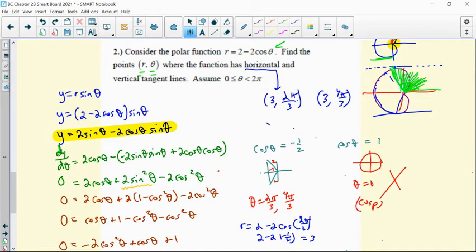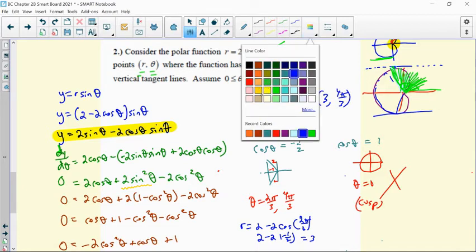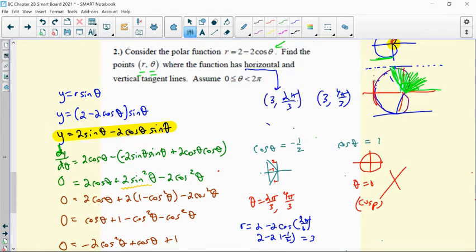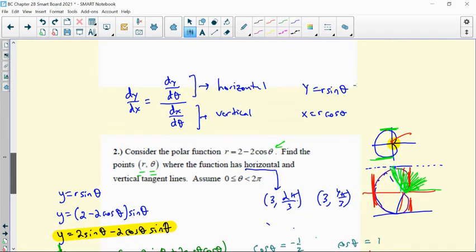Now, vertical tangent lines, it appears there would be 3. Looking at my graph, if I pick maybe this red color, there seems to be one here, one here, and one here. But again, I should be wary, the cusp might come back out again. So let's find the vertical tangent lines. Remember, with your slope formula, dy dx is equal to dy d theta over dx d theta. We're interested in dx d theta being 0, because that would be an undefined slope in this formula. So let's calculate dx d theta.